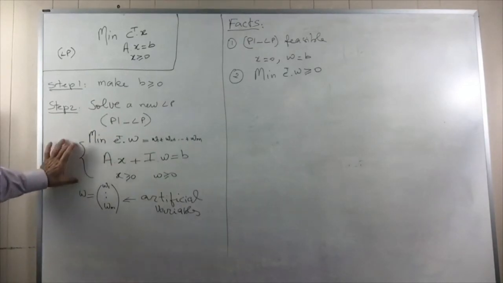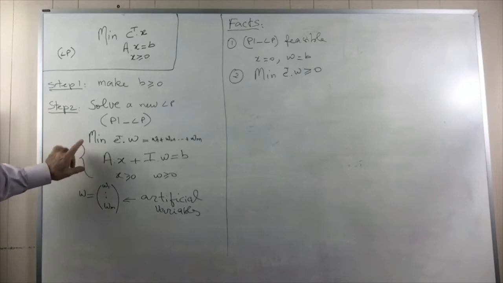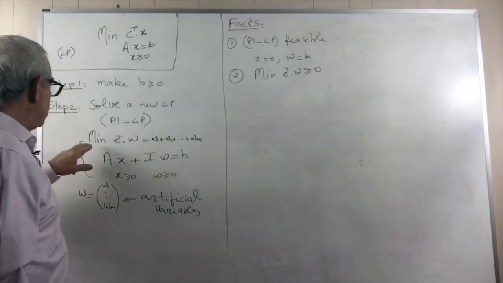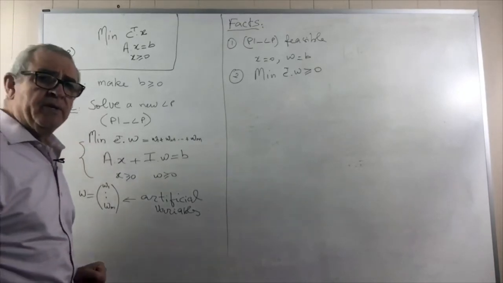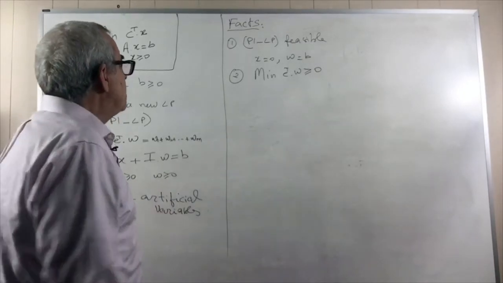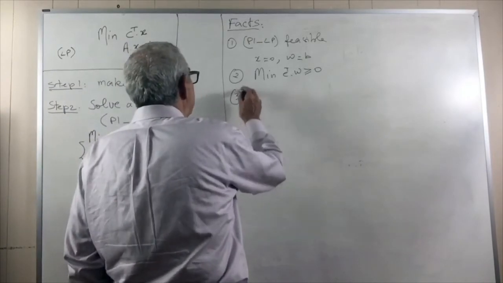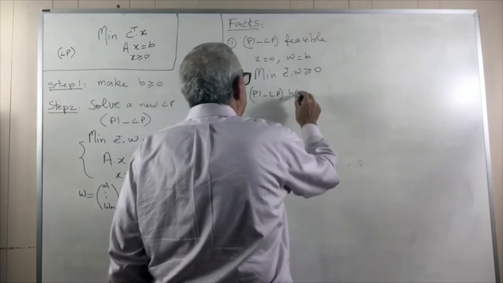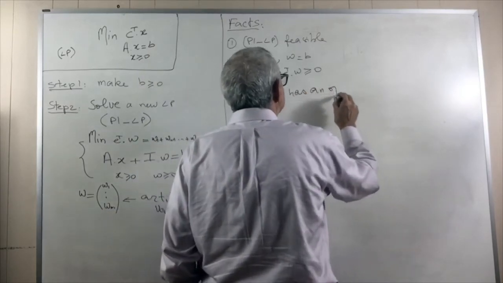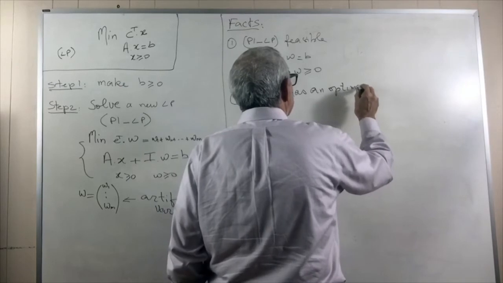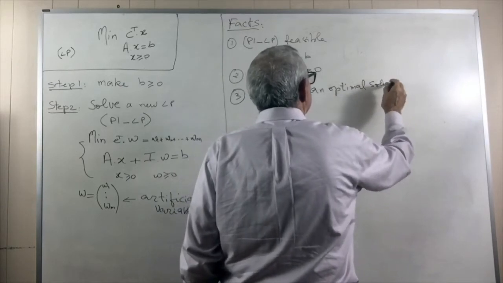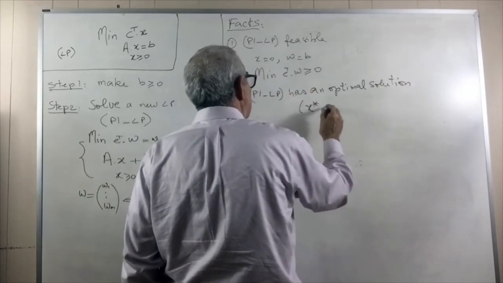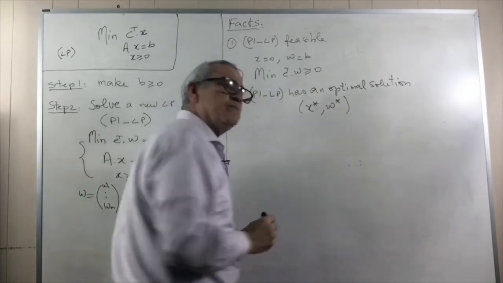So here we have a linear program that's feasible and is bounded from below. In other words, this minimum cannot go to minus infinity. So therefore, 3, P1LP has an optimal solution, and I'm going to call it X star, W star.